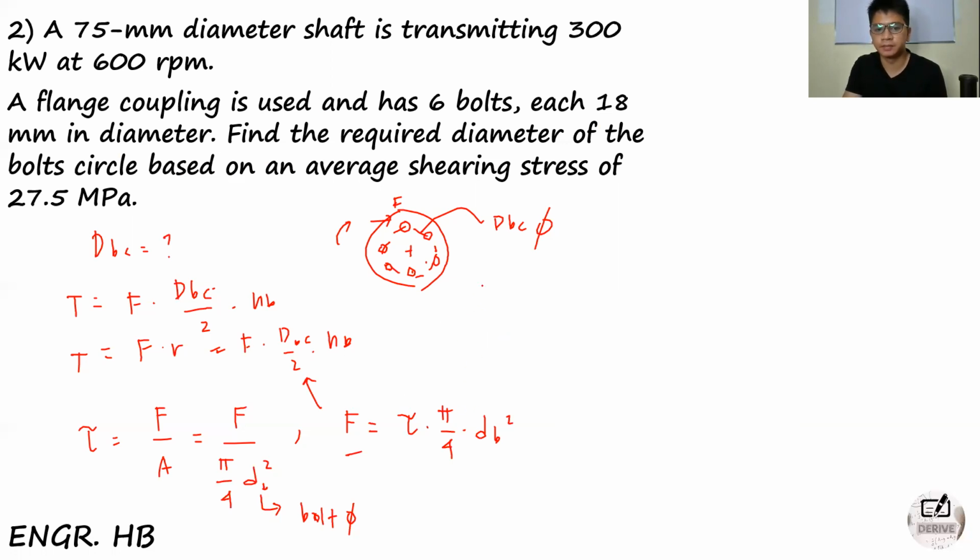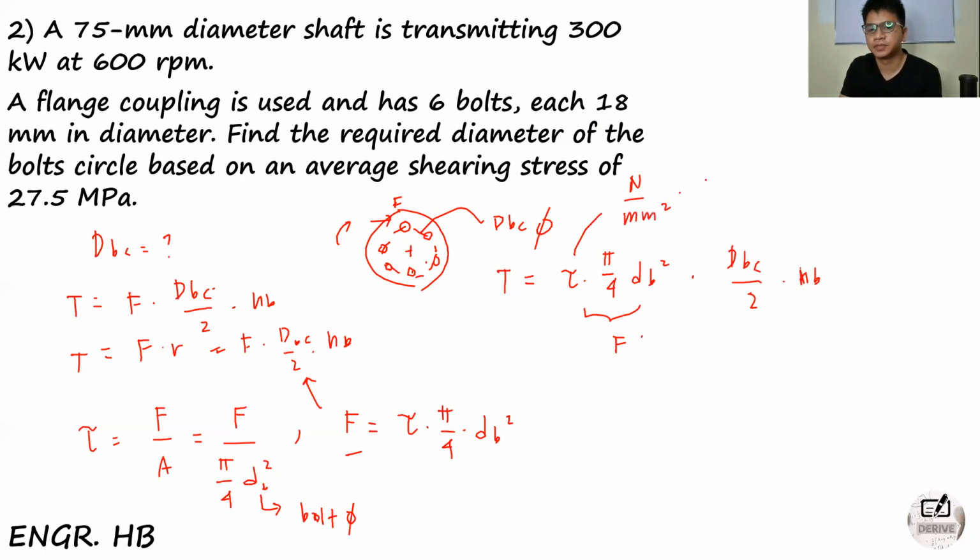So our torque will become, ang force will become a shearing stress pi over 4 dB squared. So this is your F multiplied by DBC divide 2 times number of bolts. So tingnan natin kung tama yung units. So this is megapascal or Newton per mm squared times dB squared. So this will become mm squared. Of course, cancel. And DBC is mm yan. So Newton mm dapat ang torque mo in order for our DBC becomes mm.